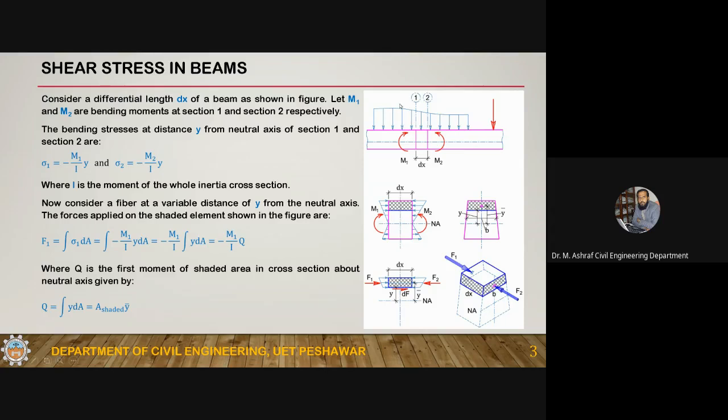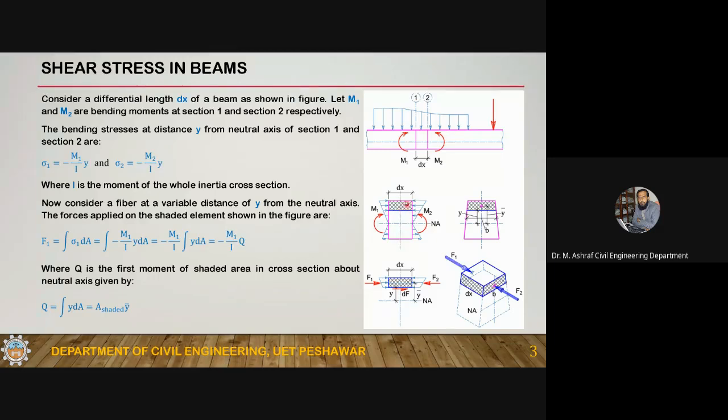Okay, and why are they representing positive value? Because at section 1, according to our sign convention, if you are calculating bending moment from the left side, all the moments which are producing a clockwise effect are considered as positive. And if you are calculating moment from the right side, all the moments which are producing a counterclockwise moment are considered as positive bending moment. So both of them are positive. So M1 and M2.